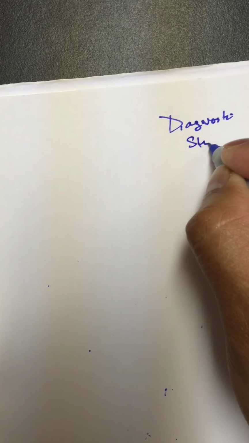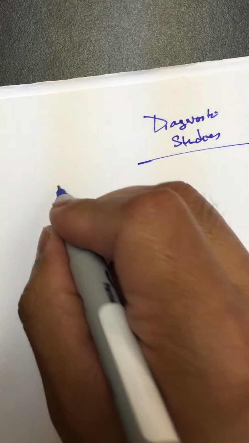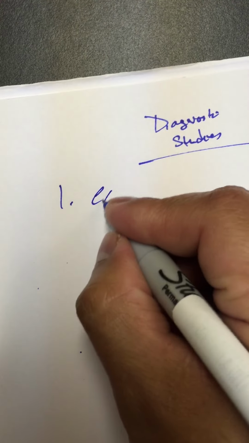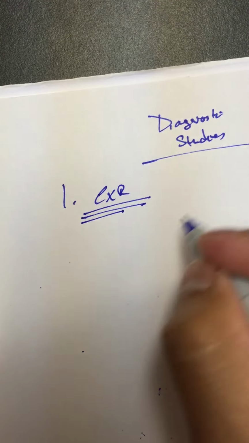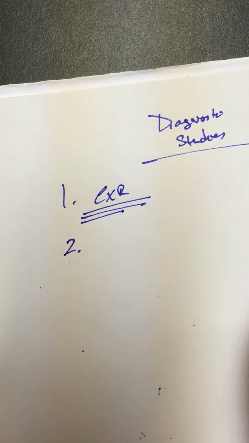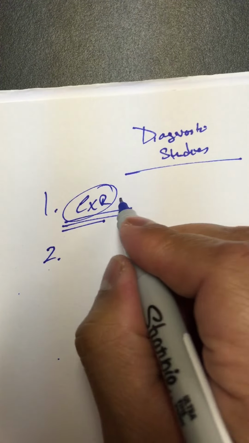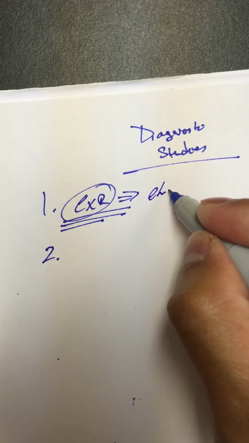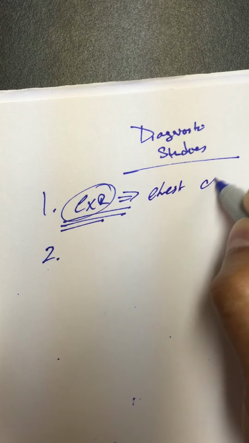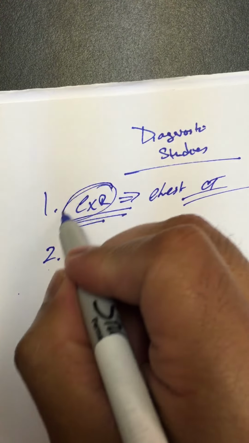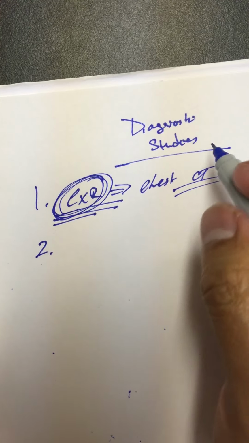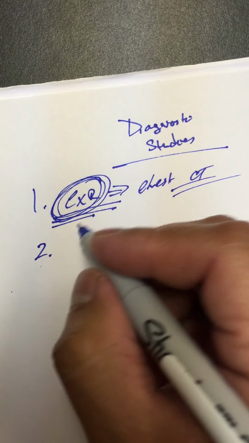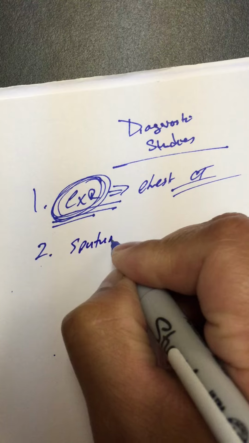So what are some diagnostic studies that you need to know for the NCLEX exam? Number 1, chest x-ray. Now again, this is just a plain film chest x-ray. Something else like a CT chest can be done. Okay, but most important of all is chest x-ray. You can do sputum cultures.